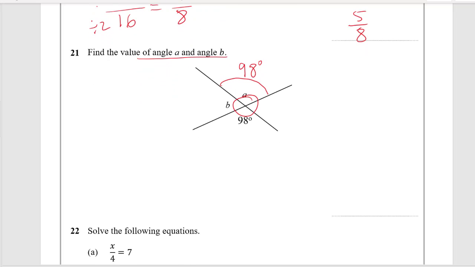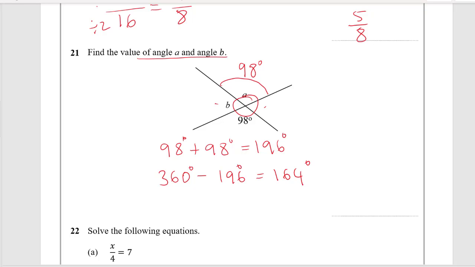So let's add 98 and 98 degrees. That gives us 196 degrees. Then take that away from 360, which gives us 164 degrees. Now, because there are two of them, we need to divide by 2. So 164 degrees divided by 2 gives us 82 degrees. So the answer is 82 degrees.